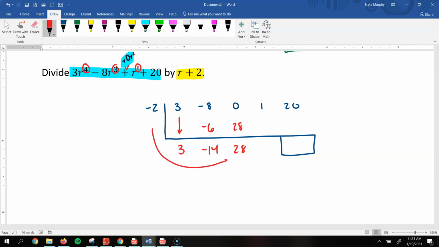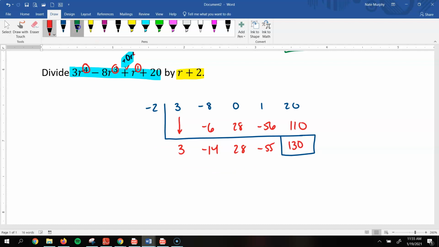Now I'm going to take -2 times -26. Well, that's -56. When I add 1 plus -56, I get -55. So now I'm going to take -2 times -55. Well, that's a positive 110. And when I add those together, I get 130. And that's okay. Just means we have a remainder of 130.